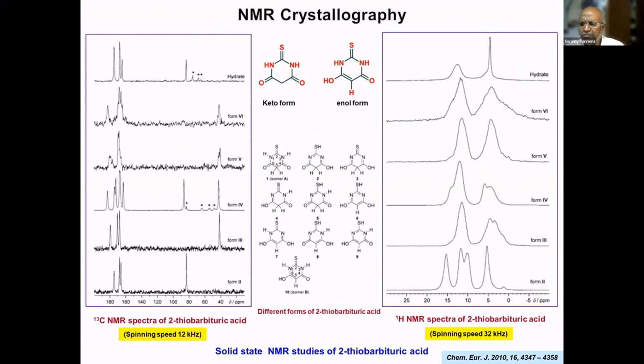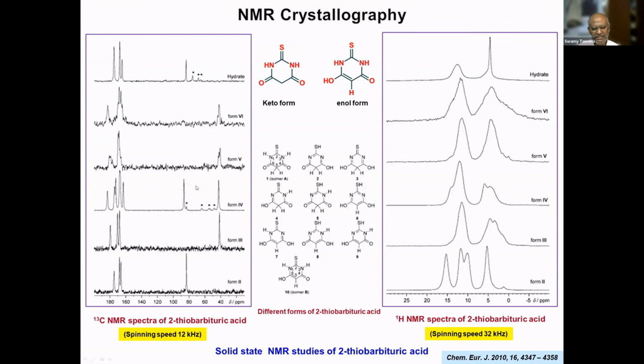Another important polymorph is being discussed. This is 2-thiobarbituric acid. In organic chemistry, wherever a keto group is there with adjacent protons, we have the possibility of keto-enol formation. So this is a keto form, and this is an enol form. This molecule can exist in different forms, keto form and enol form.